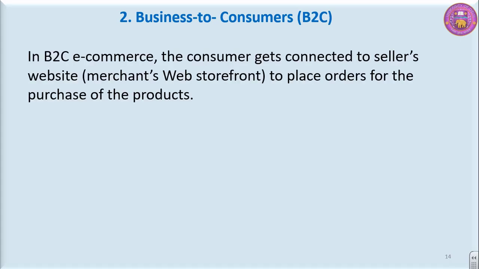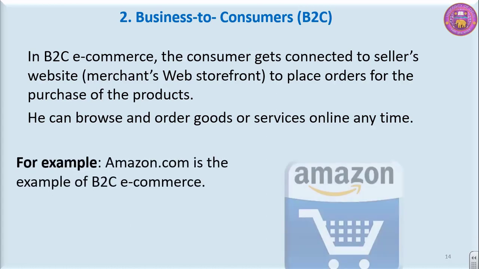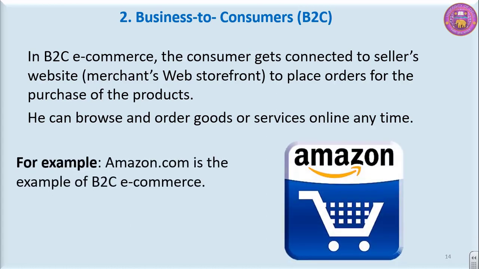The next category after B2B is business to consumer, B2C. In B2C e-commerce, the consumer gets connected to seller's website, that is the merchant's web storefront. The consumer gets connected to seller's website to place orders for the purchase of the products. He can browse, he can search and order goods or services online anytime. For example, Amazon.com is the example of B2C e-commerce.